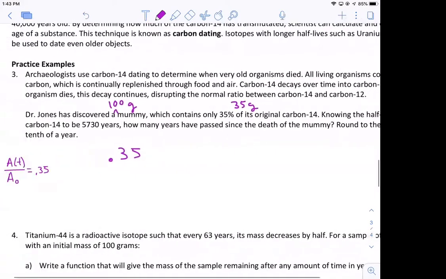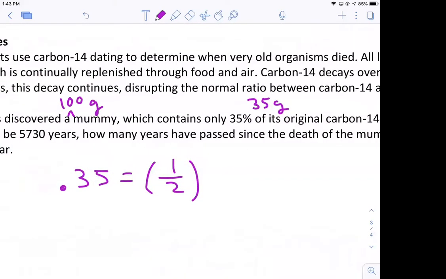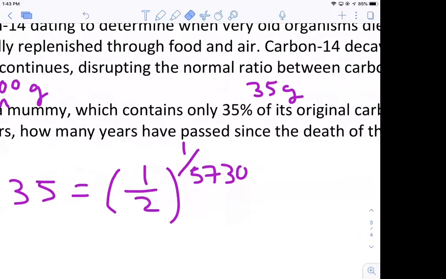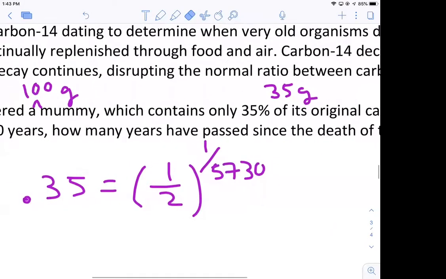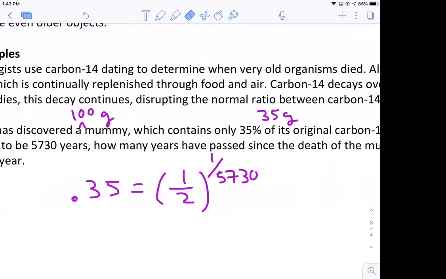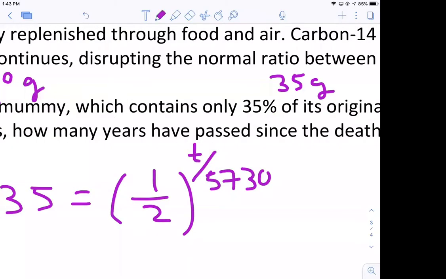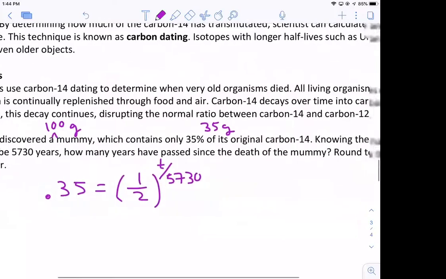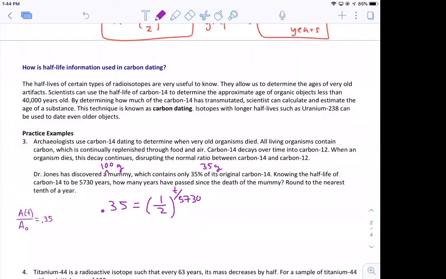So knowing the half-life of carbon-14 to be 5,730 years, it's gonna decay in half in 5,730 years. So how much is it going to decay by in 1 year? Well, in 1 year, it's gonna decay by a half to the 1 over 5,730th power. You can think of 5,730 steps, right? We're taking one of those 5,730 steps per year. So that's a half to that power. And that's what we're solving.